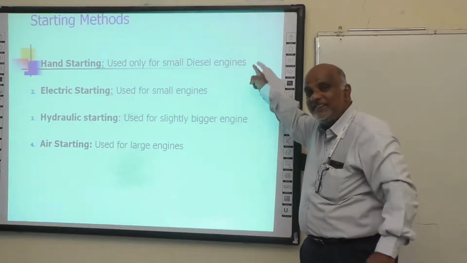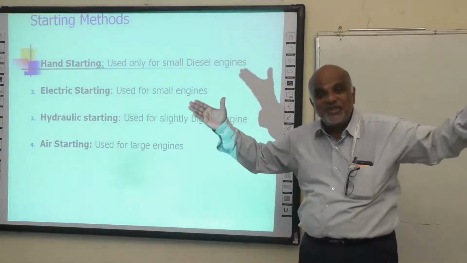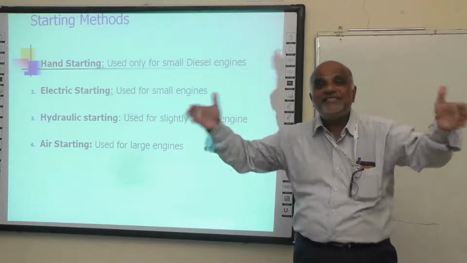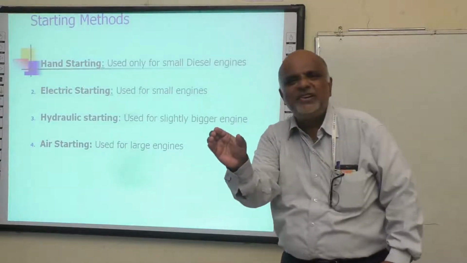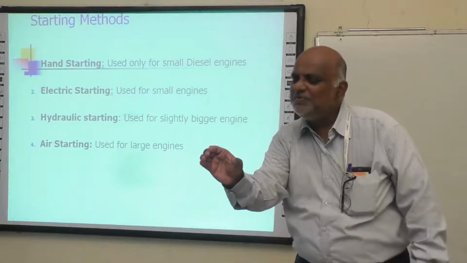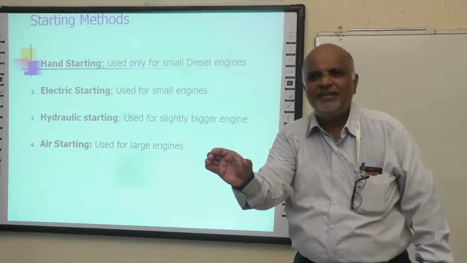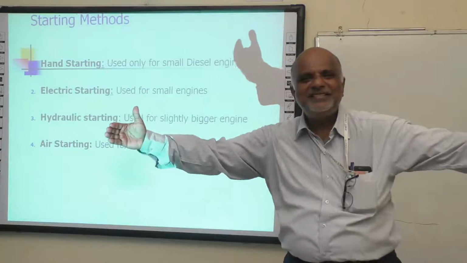Can we adopt that hand starting system for the ship? It's not possible because this engine is a very big engine. The piston diameter alone is 1 meter. There, the farmer's engine piston diameter is approximately about 2.5 inches to 3 inches, that's all. Here, it's 1 meter diameter.